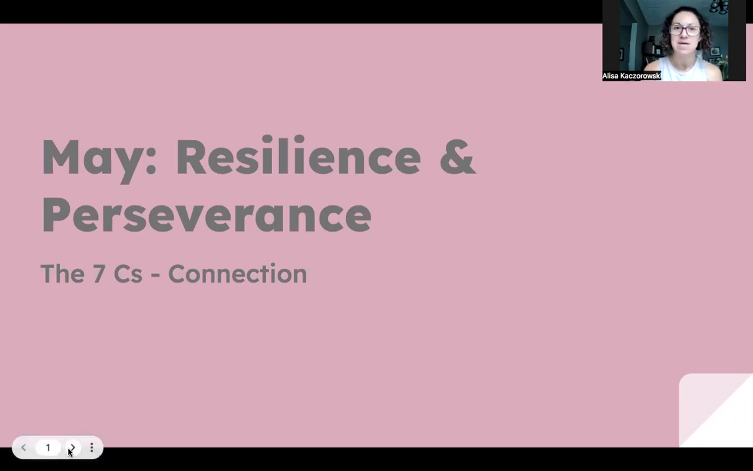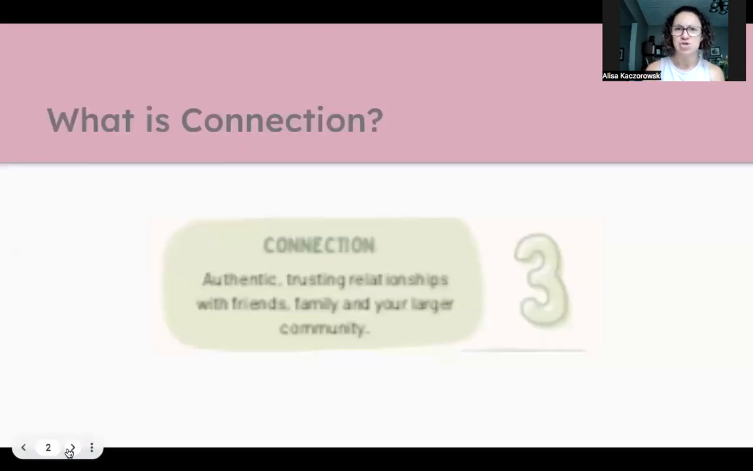So what do I mean by connection? And I apologize for this fuzziness, but connection is the authentic and trusting relationships that we have. That can be with friends, with family, with anybody in our community. So if you are an educator or a parent, you probably know this, that our kids having connections with stable, trusting, engaged adults is huge.